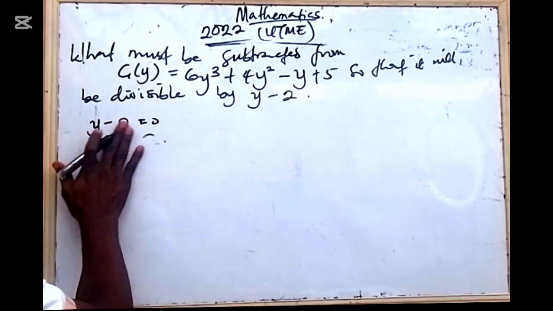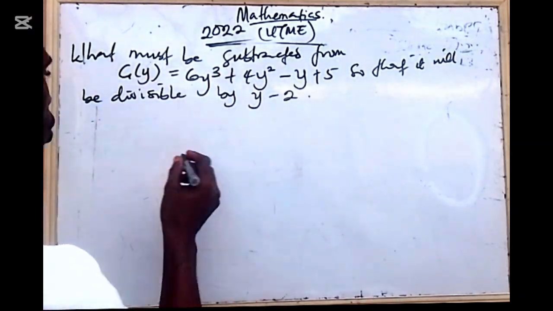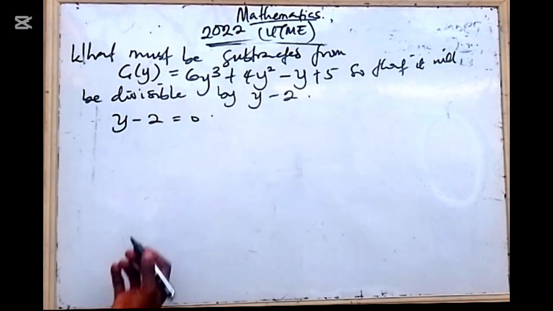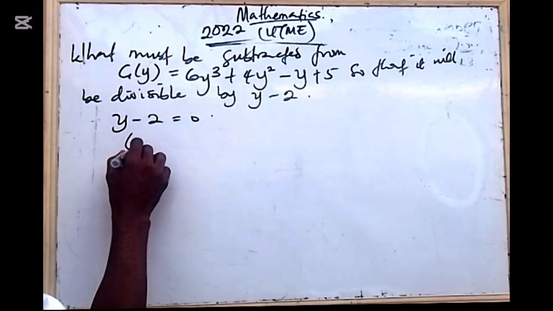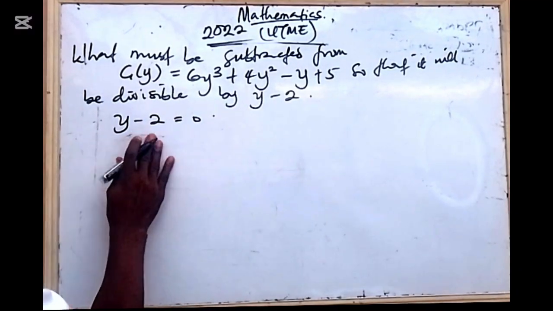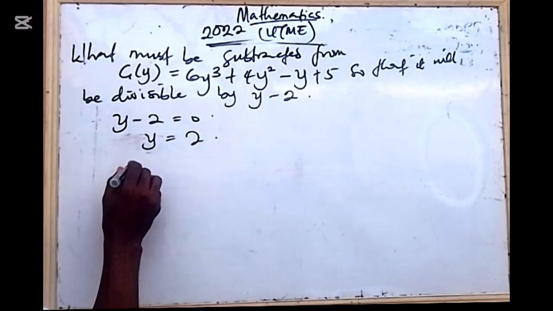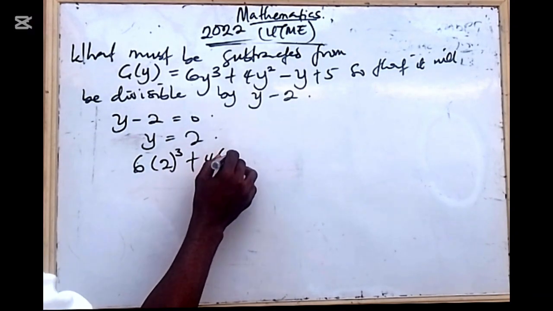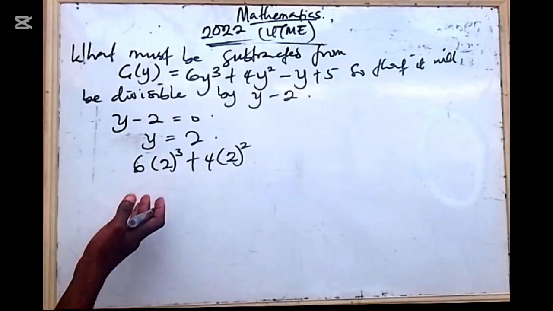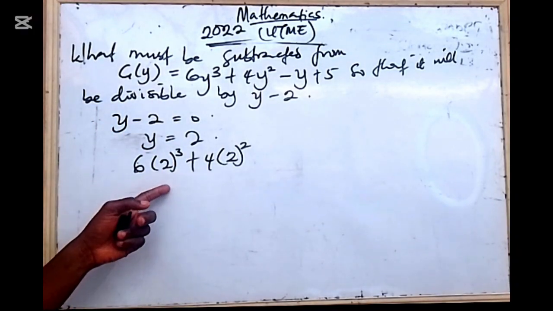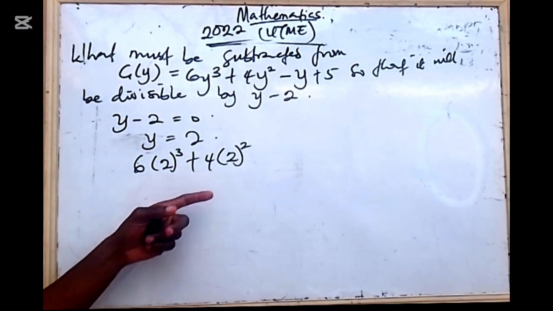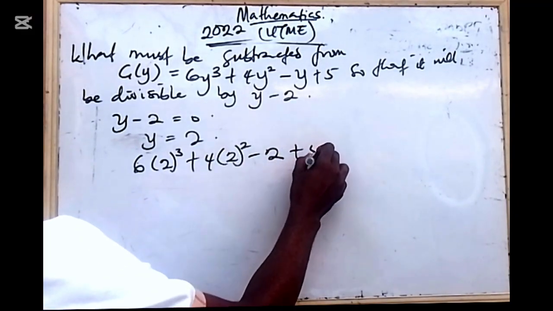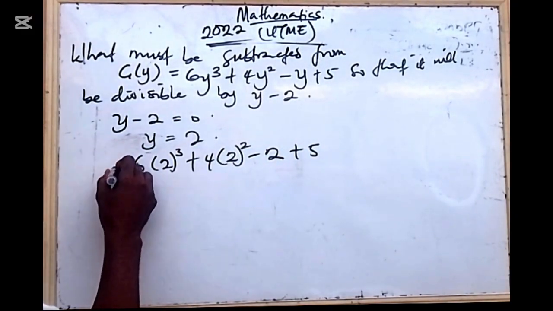Now what you do is come back here. Okay, let's try that number. We have y minus 2 equals 0, yes. Therefore, y equals 2. So 6 times 2 raised to power 3, plus 4 times 2 raised to power 2. If I want to do this, I will not be writing all this one. I already know this one is 8, 6 times 8. Let me add this one together.